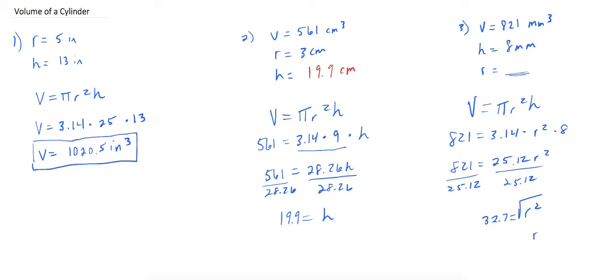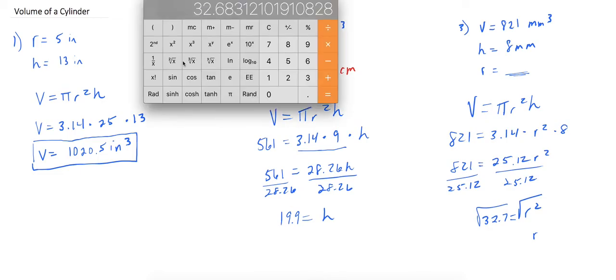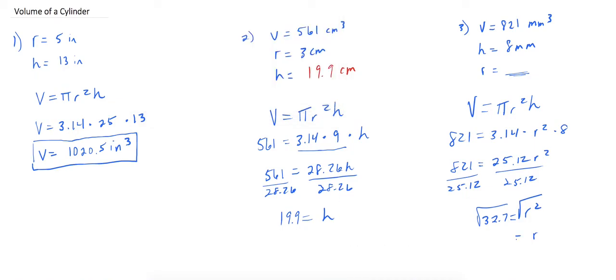The square root of r squared is just r. Now if I find the square root on the right side, I have to find the square root on the left side. So 32.7, we'll find the square root of that. That gives us 5.7. So the radius is equal to 5.7 millimeters.